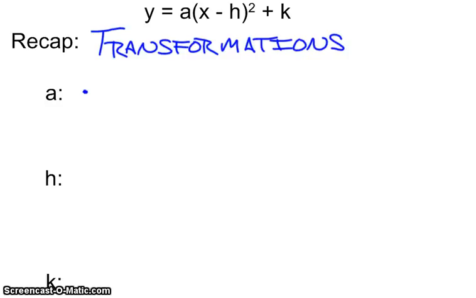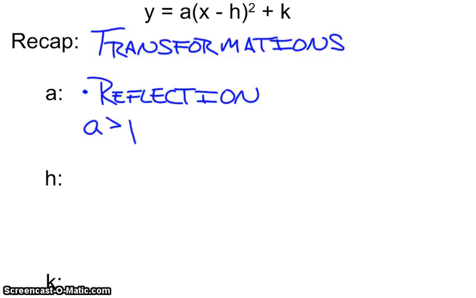But to start off with, a can create a reflection. That's a reflection over the x-axis. Now, if the absolute value of a is greater than 1, then it will create a stretch situation. It will stretch the parabola.